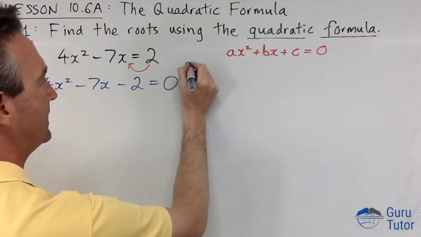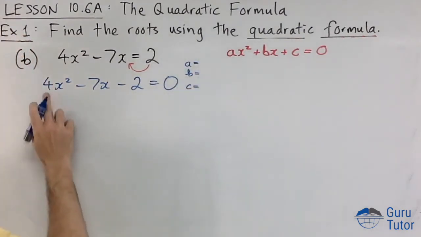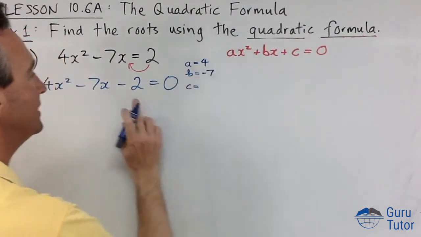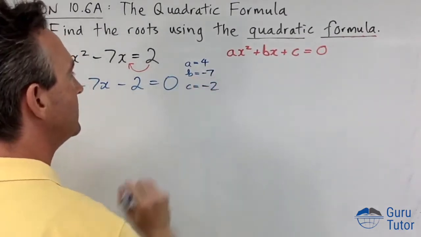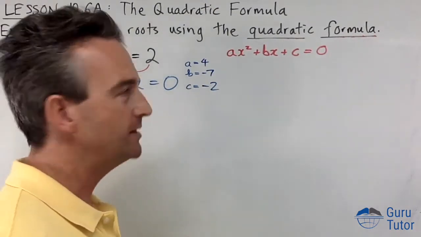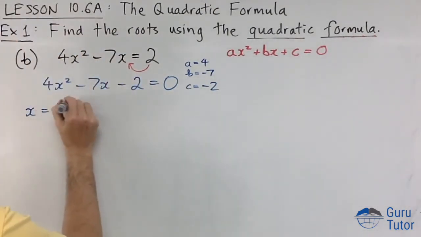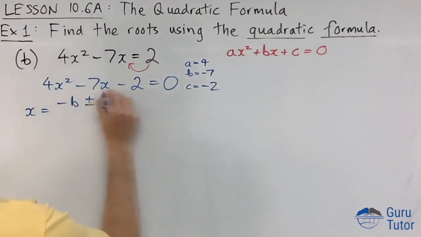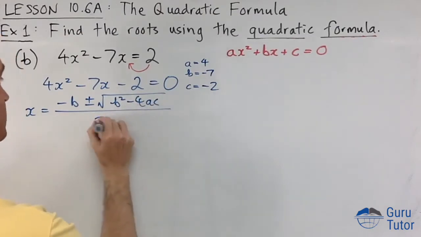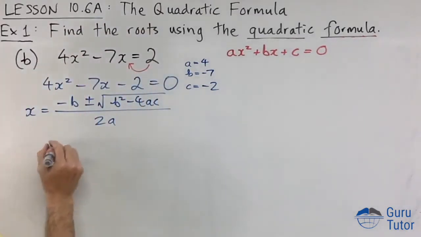Now we figure out what a, b, and c are. Here we go. A is 4. B is negative 7. C is negative 2. Okay, and now we're going to put it into the quadratic formula. So this is our first lesson. Let's write out the quadratic formula again. X equals minus b plus or minus the square root of b squared minus 4ac all over 2a. I did not come up with that, okay? I swear. Now we put them in.